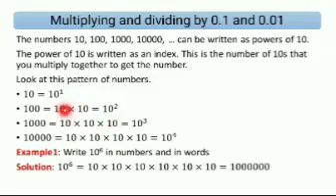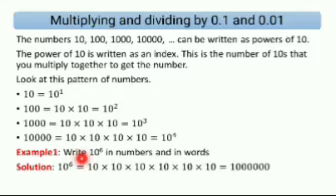Now that is to say the power of 10 here is 1, the power of 10 here is also 1. So 1 plus 1 is 2. Then 1000 is the same thing as 10 multiplied by 10 multiplied by 10. That's 10 by itself 3 times. So we get 10 raised to the power of 3. Now this is 10,000. That is 10 times 10 times 10 times 10, which is equal to 10 raised to the power of 4.